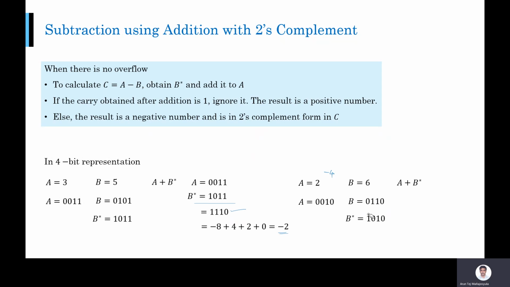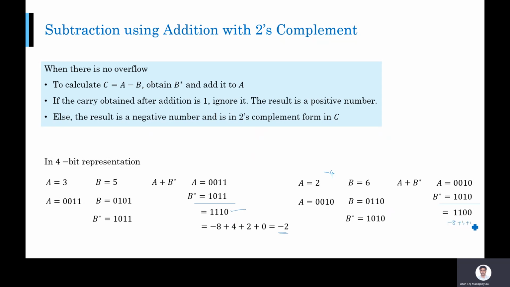That is my B star. Okay, so B star is 1010. I will add B star to A to get A minus B. I will do this addition and I will get 1100. So obviously your first bit is 1, so it's a negative number and it's already in its 2's complement form.